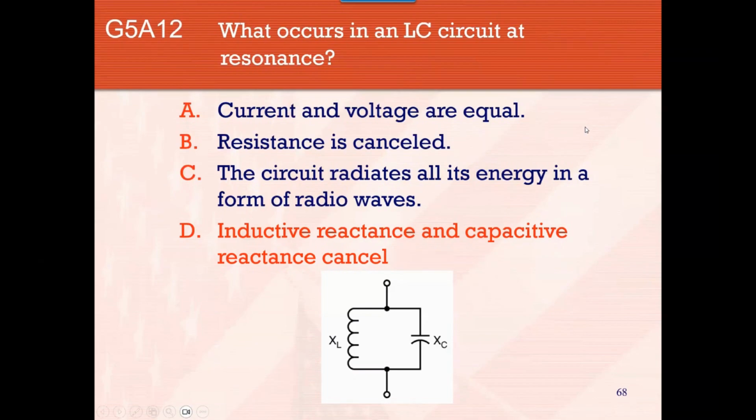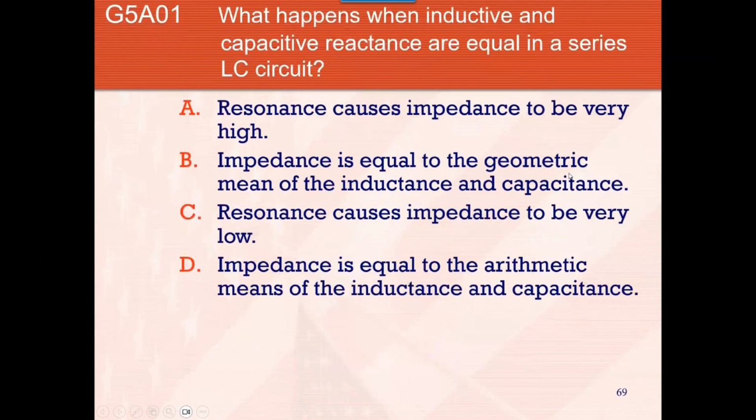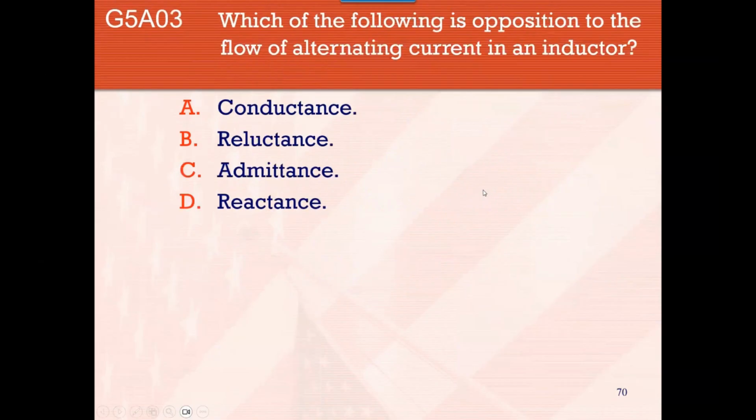Quite common. What happens when inductive and capacitive reactance are equal in a series LC circuit? We've already talked about that pretty much. Resonance causes impedance to be very low. If we're at resonance, that means there's no reactance from those two components. So whatever resistance is left is going to be very, very low. Whatever the residual components have in the way of resistance is all that's left. So the resonance causes the impedance to be very, very low.